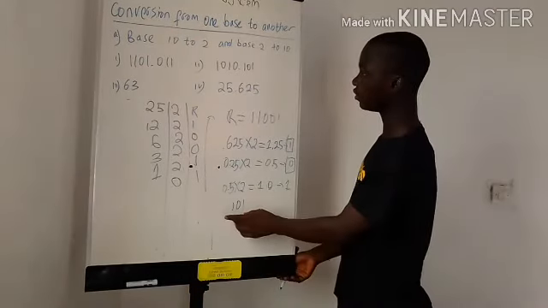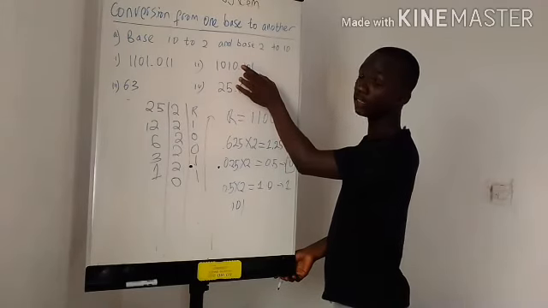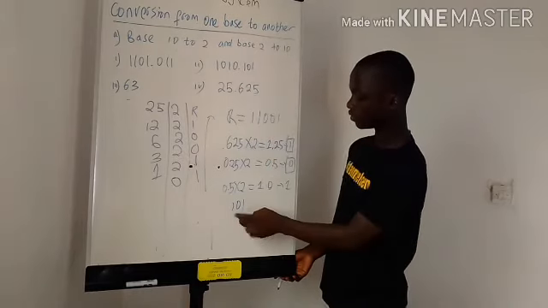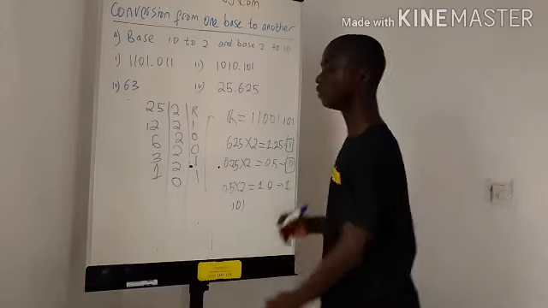I don't know if you can notice something. The fractional part here in this answer, 0.101, corresponds to the 0.625, and so 25.625 gives us 11001.101.